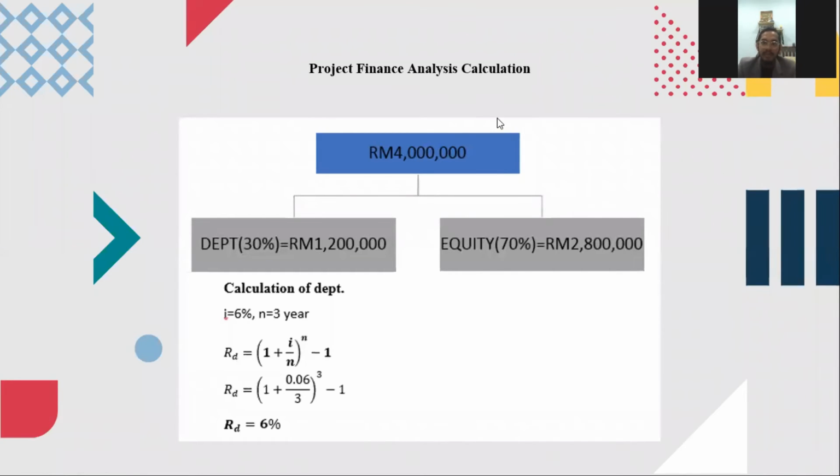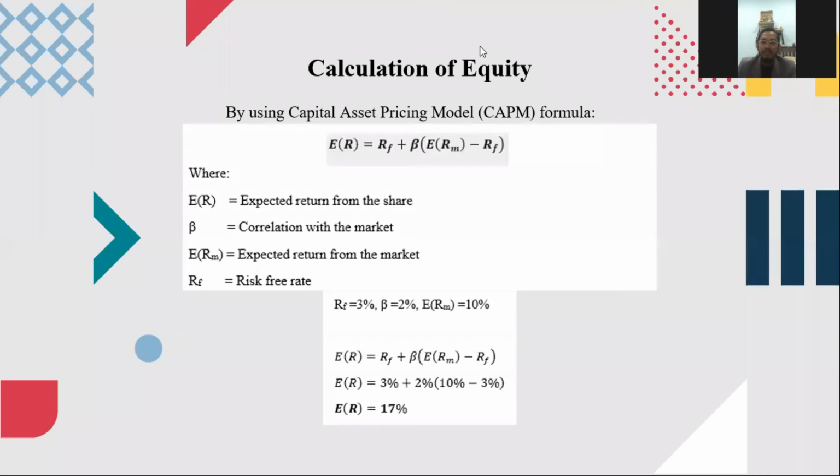For the project finance analysis calculation, our estimated cost is RM 4 million. Debt is 30%, equal to 1.2 million. Equity is 70%, that is 2.8 million. For the calculation of debt, the total is 6%. For the calculation of equity, by using the capital asset pricing model formula, the total is 70%.